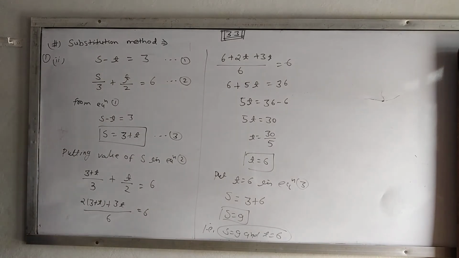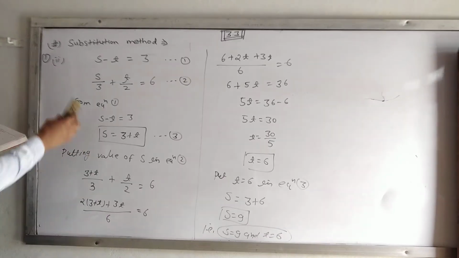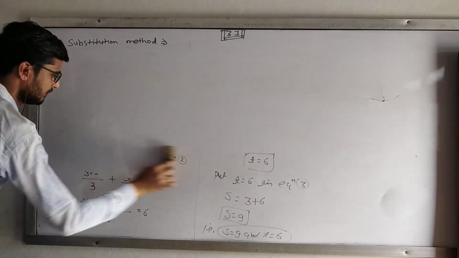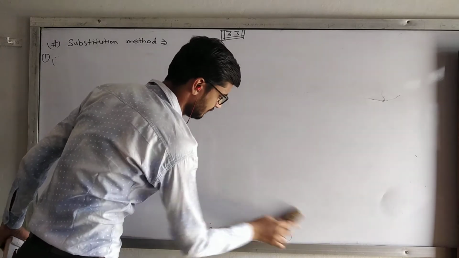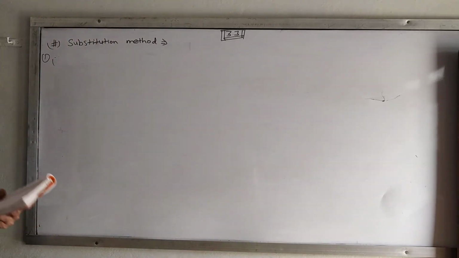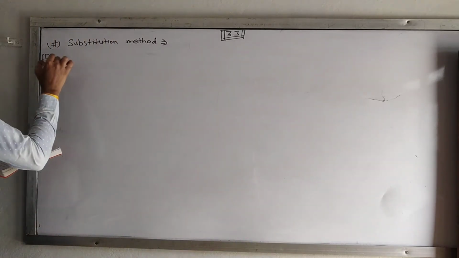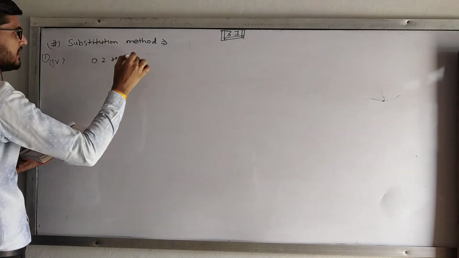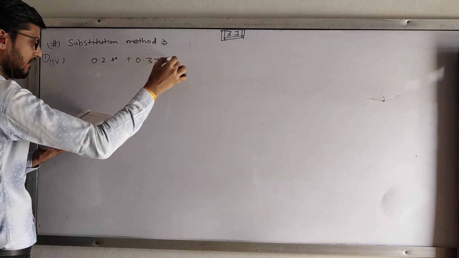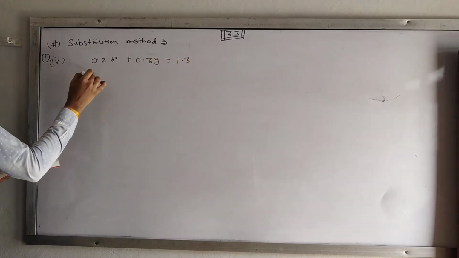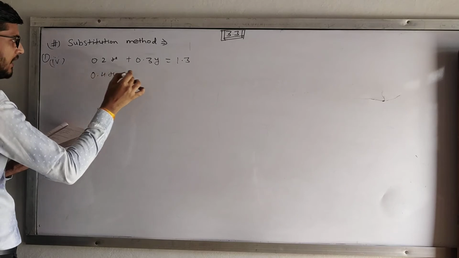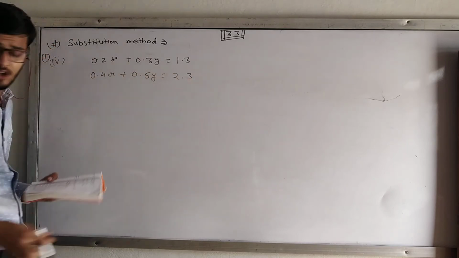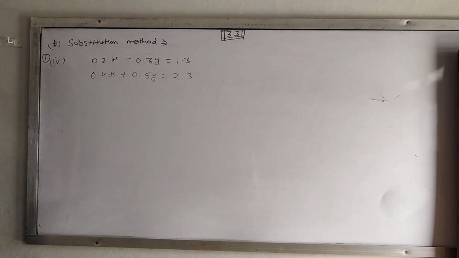Now similarly you do the third question. Now I take question number 4. Question number 4 is 0.2x plus 0.3y equals 1.3 and 0.4x plus 0.5y equals 2.3. So how do we solve this equation?